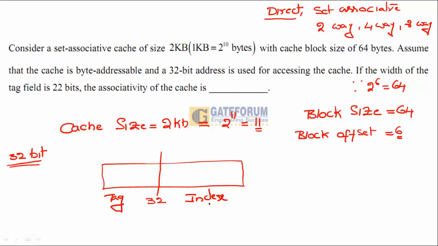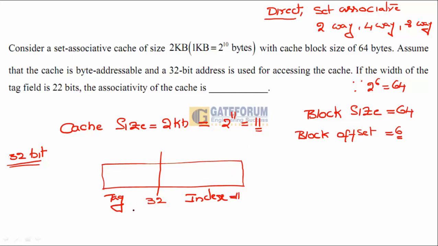So what is the index? Index is the total number of bits that are needed to address the cache. The total number of bits needed to address the cache is 11, because the cache size is equal to 2 KB. If it is 2 KB, the total number of address bits for the cache is equal to 11. Cache address bits can also be called index bits, as you already know. So the index part will be equal to 11.